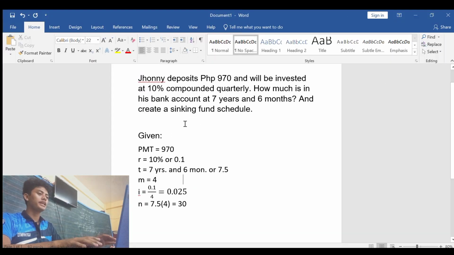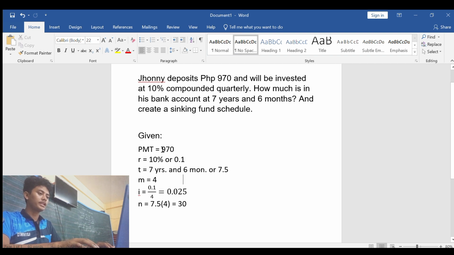So here is an example for a sinking fund problem. Johnny deposits 970 pesos and it will be invested at 10% compounded quarterly. How much is in his bank account at 7 years and 6 months? And create a sinking fund schedule.